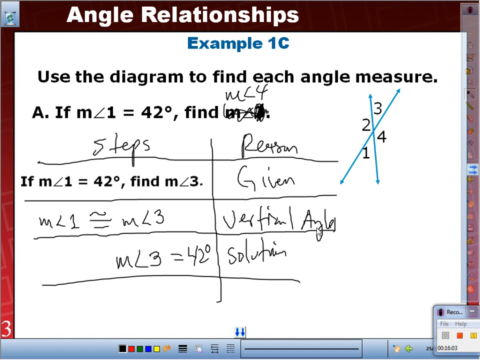All right, let's see. So step 1 would look like: if measurement of angle 1 is 42 degrees, find measurement of angle 4. That's given. What would you write on the second row? Stephanie, what would you write? Supplementary. So what would you write for the step? So here's supplementary angle. So what would you write here? Measurement of angle 1.